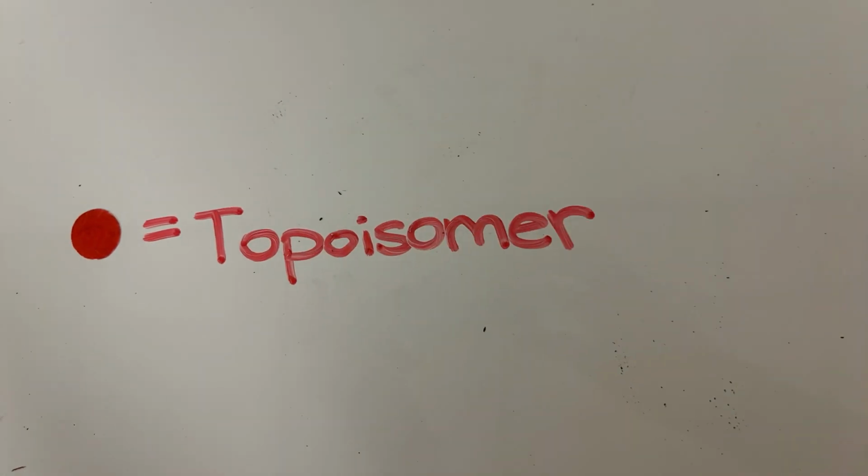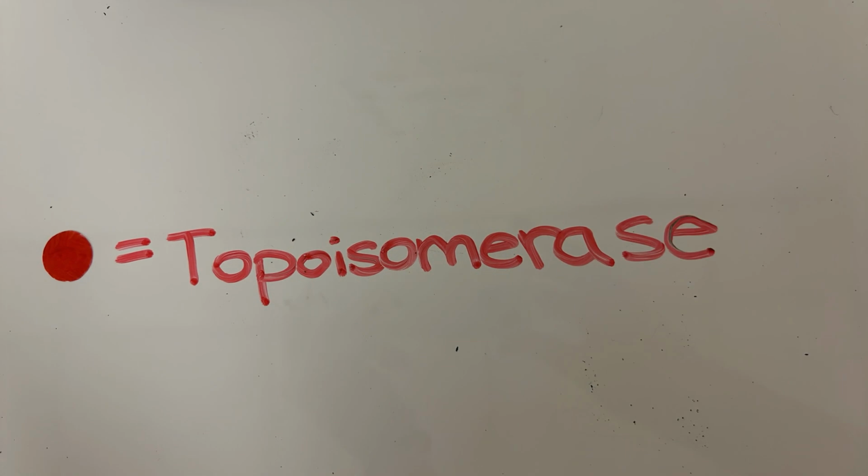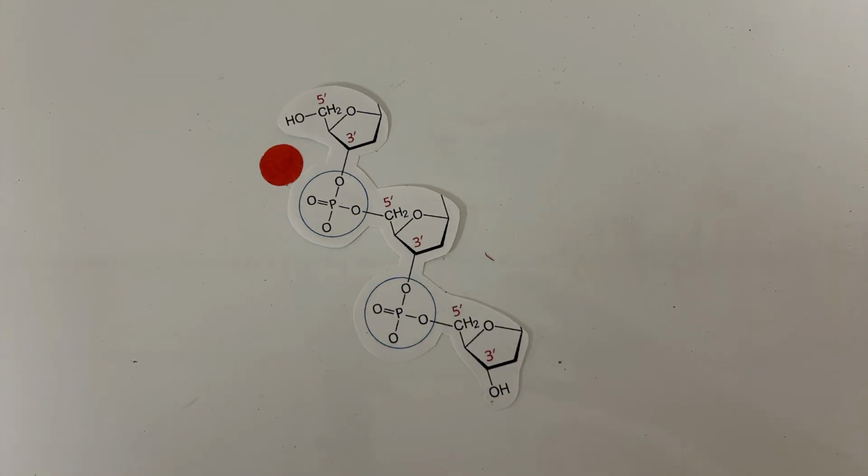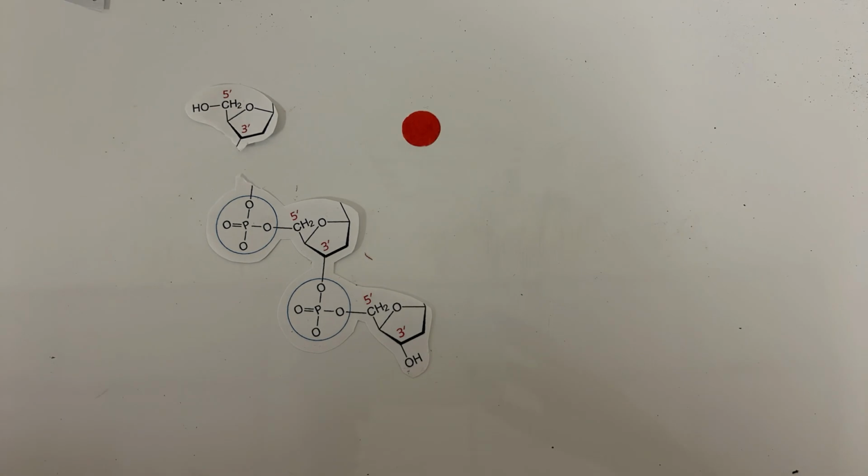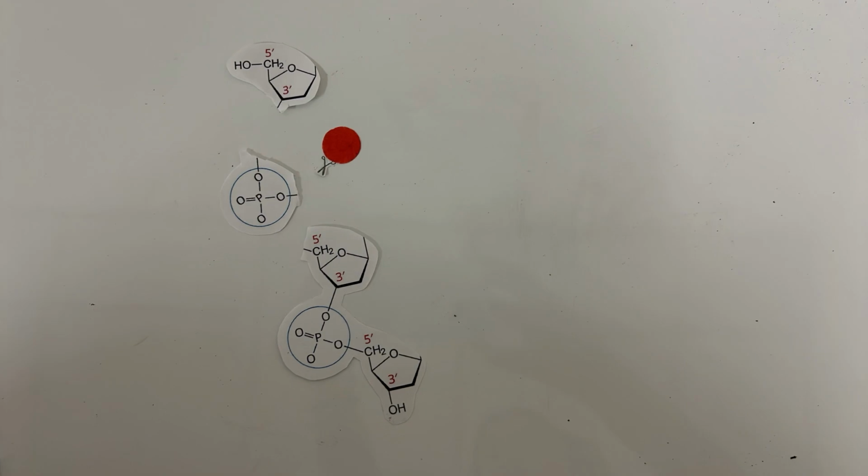The other enzyme that has a job during strand separation is known as topoisomerase. Topoisomerase is responsible for cutting the phosphodiester bonds that help keep strands attached. These phosphodiester bonds are found near the replication fork. Topoisomerase will help relieve tension, allowing the DNA to unwind.